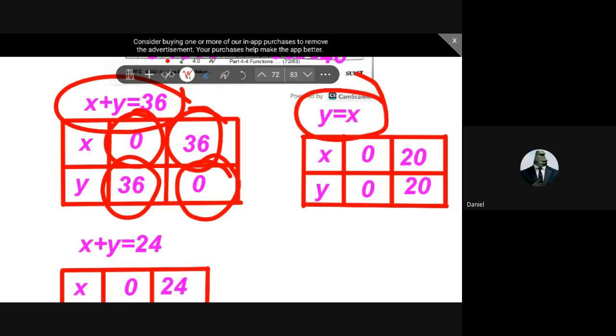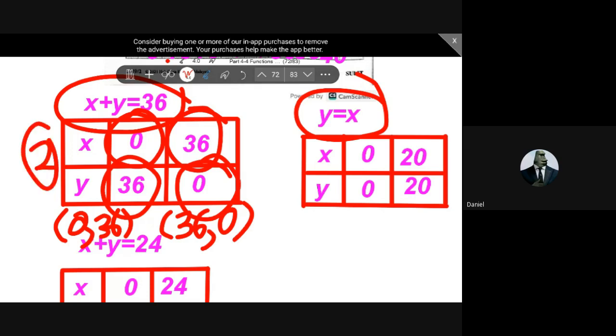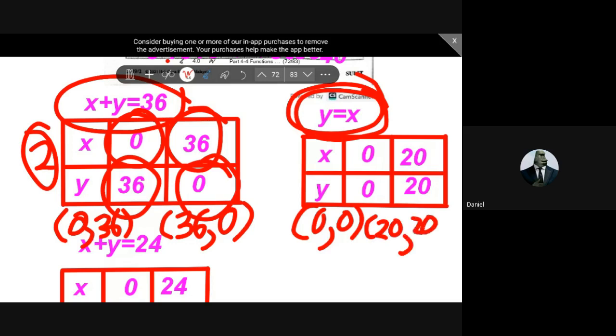So that's how you get 0, 36. Ini satu koordinat yang kamu akan plot atas graph. And 36, kosong. Ini salah satu koordinat lain yang kamu akan plot atas graph. So you have 2 coordinates here. Okay. And same with Y equals X. Y sama dengan X, kamu juga akan ada 2 koordinat. 0, 0 dan 20, 20. So, dua-dua ni can you understand or not? Can you understand how I get the values? Boleh faham tak macam mana saya bentuk koordinat tu?